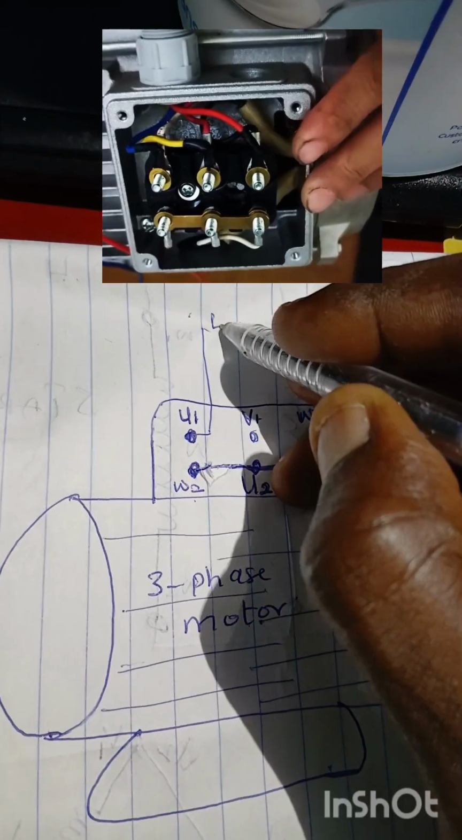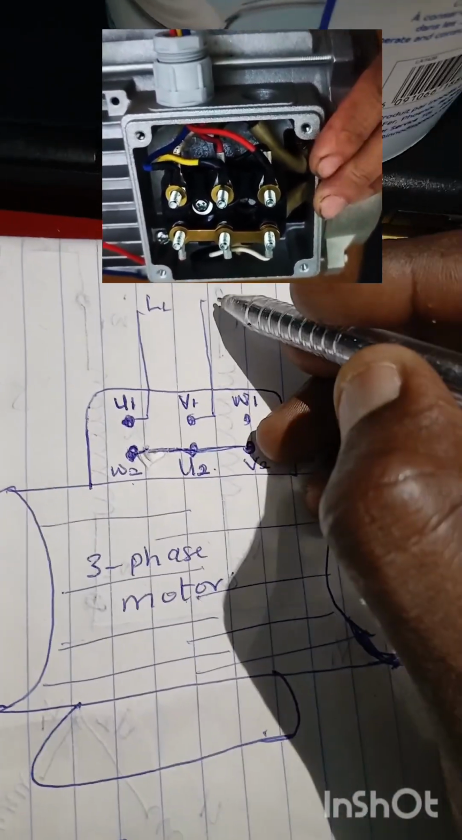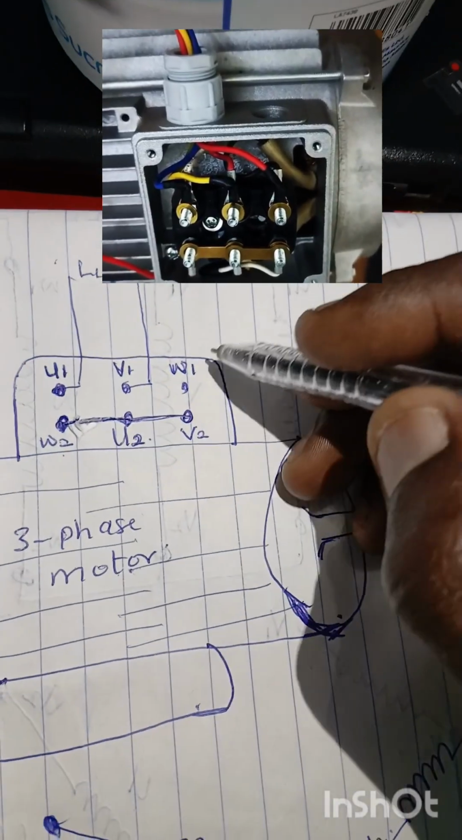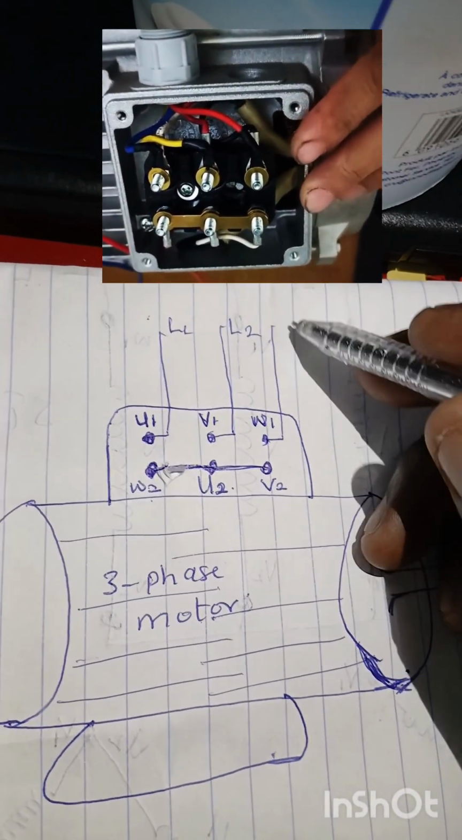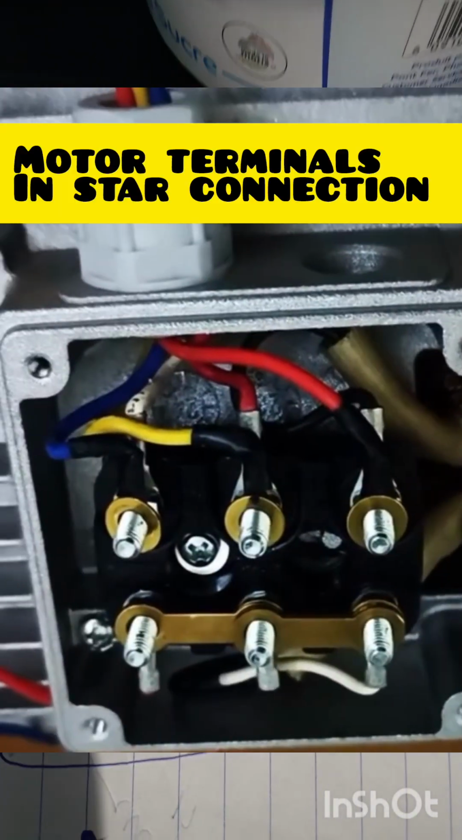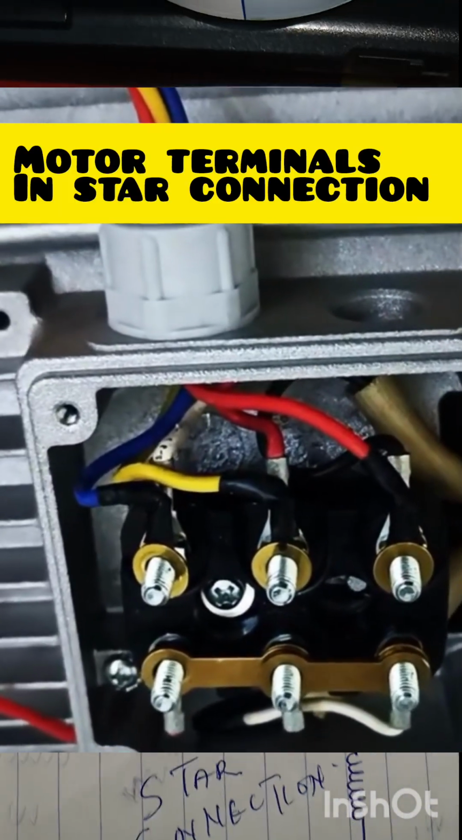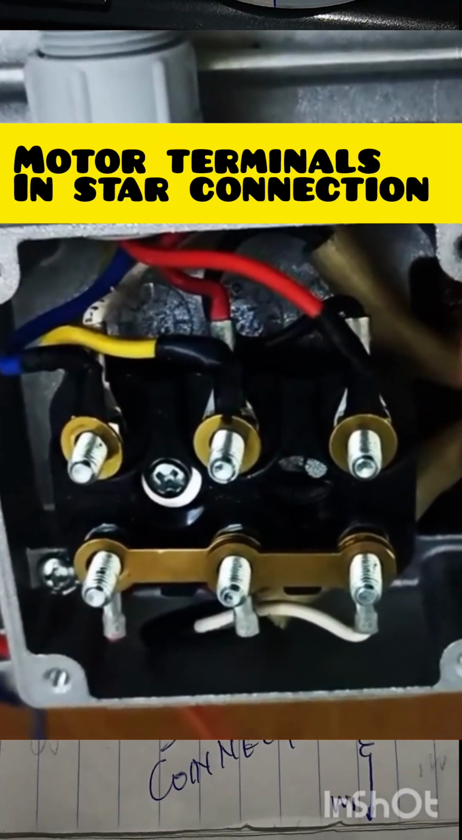Line 1, the second line will go to this, line 2, and the third line will go to this, line 3. So with this, your electric motor will start running in star connection, in star configuration. Hope this is clearly understood.